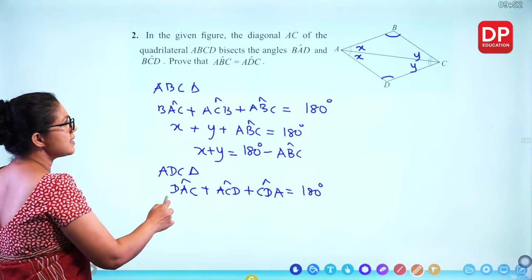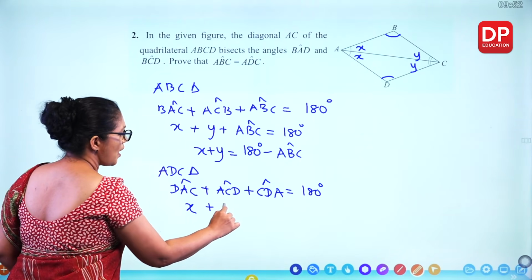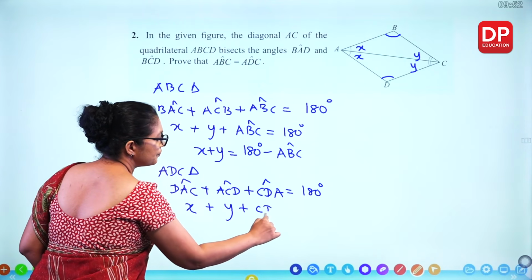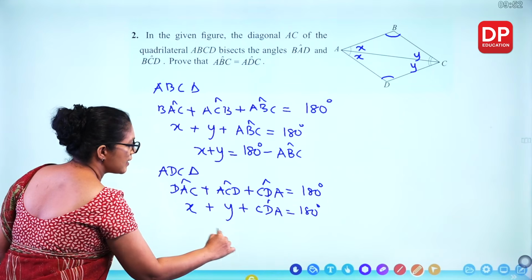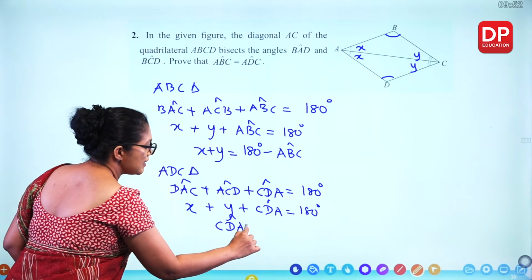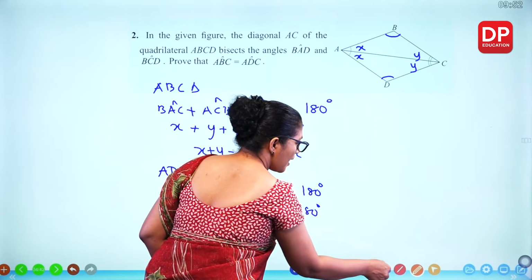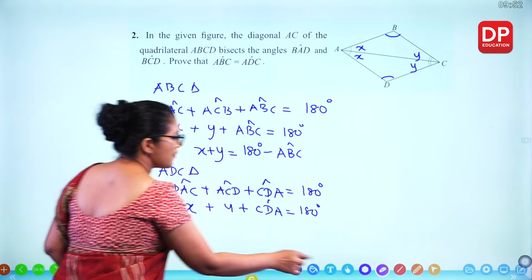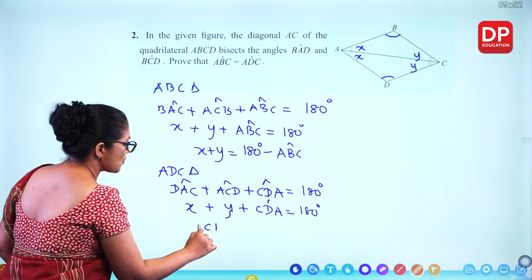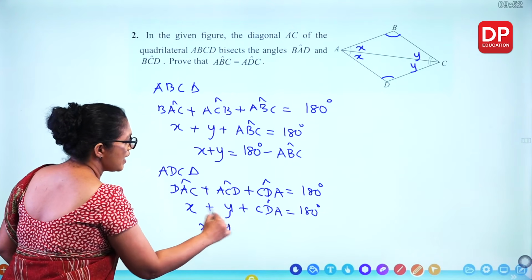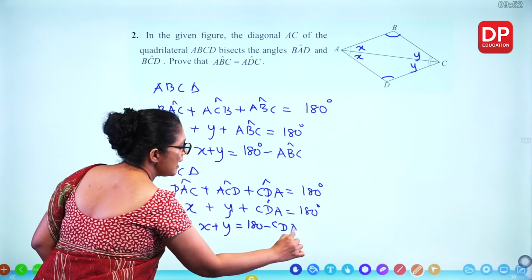So we know that this angle is X and this angle is Y. So how can I write this angle? CDA angle is equal to, or I can write it the other way round. X plus Y angle is 180 minus CDA.